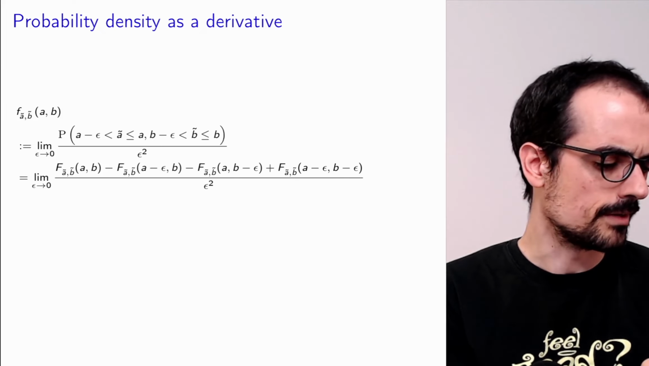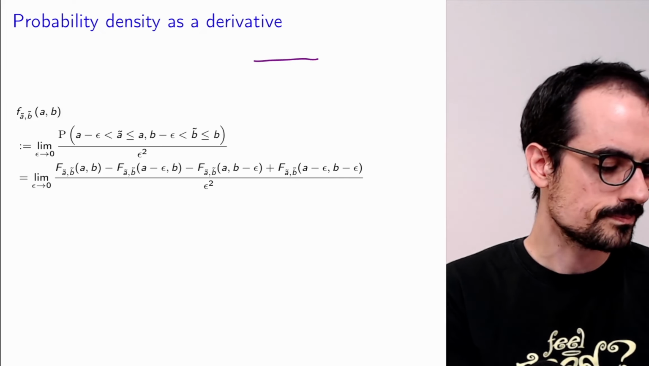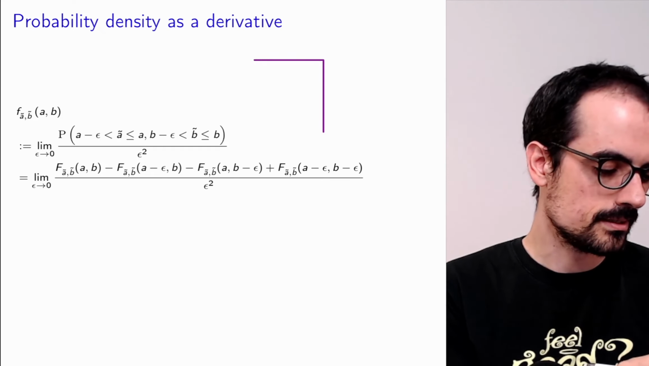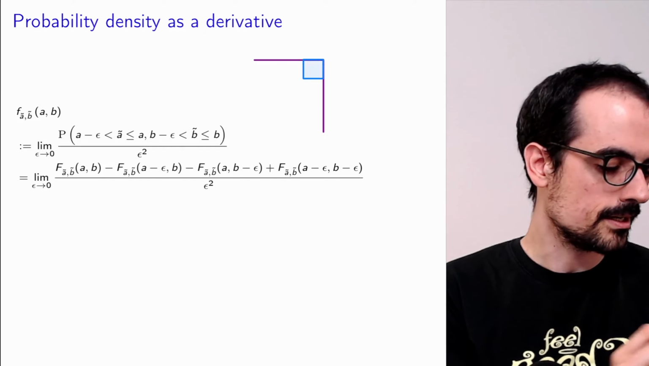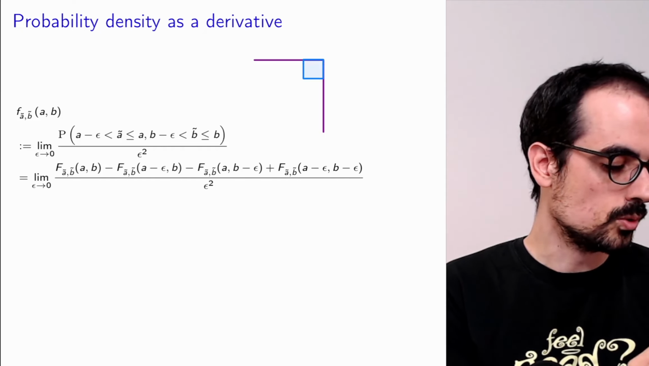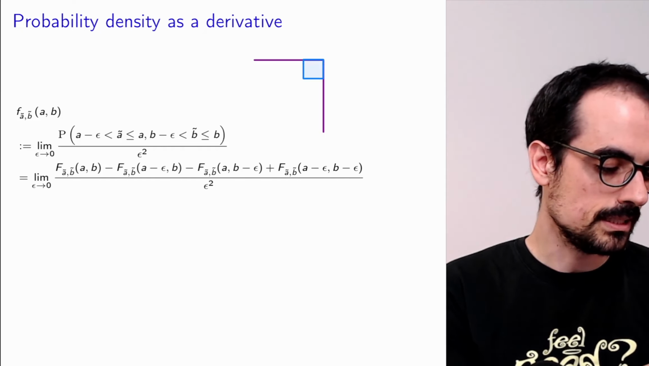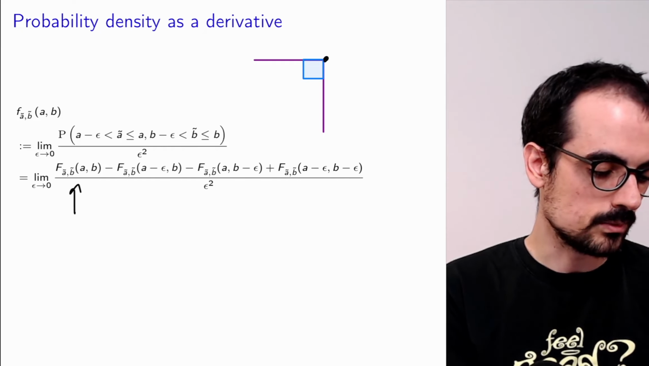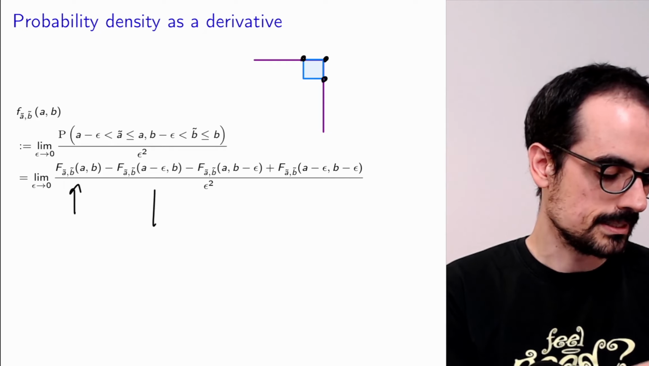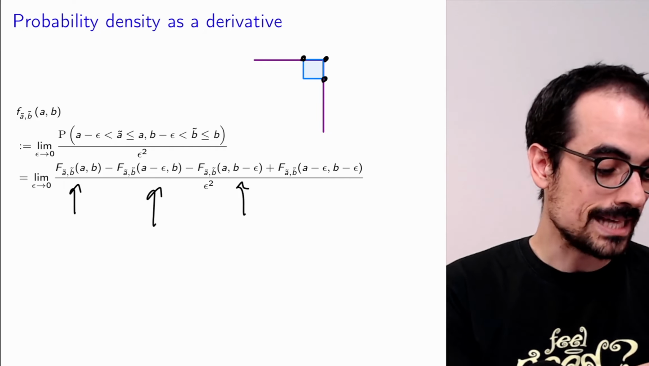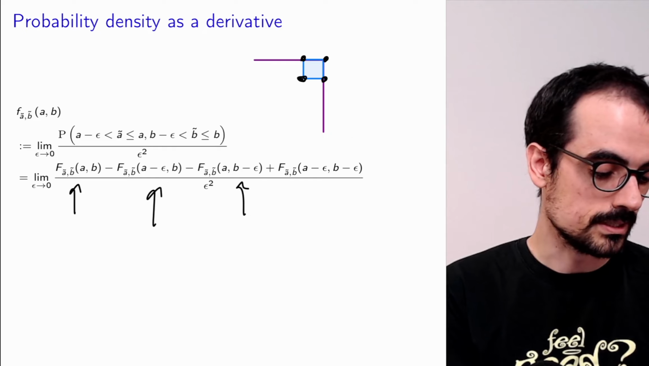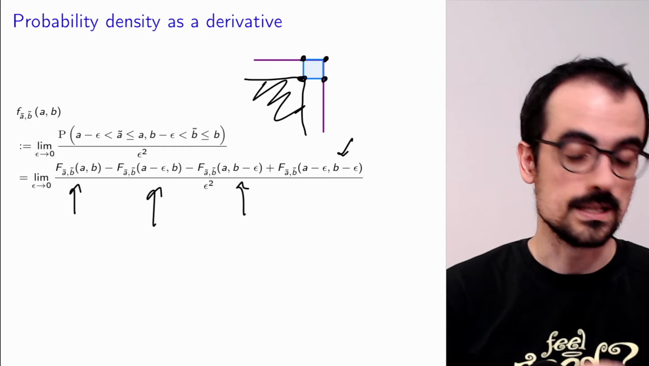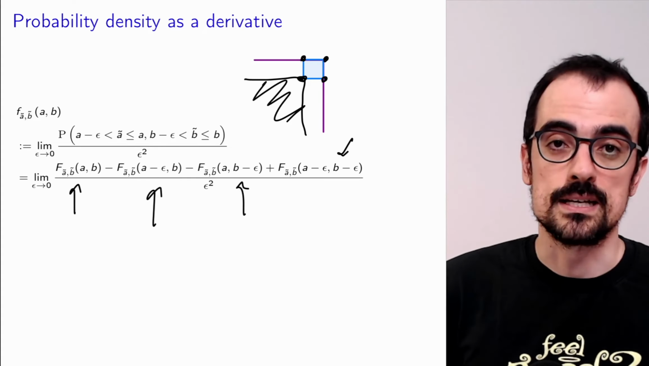I'll just repeat it very quickly, where we say we're interested in the probability of being within this square here. So what are we going to do? We're going to take the probability that we are here, that's this guy, subtract the probability that we're here or here, this guy and that guy, and we have to add back the probability that we're here, which is this guy, because this area is subtracted twice. Hopefully that makes sense. And then we divide by epsilon squared.